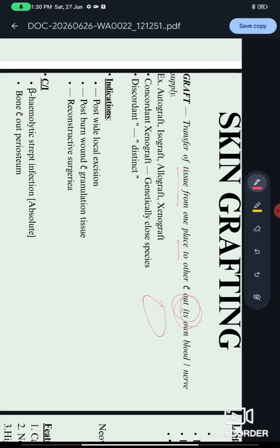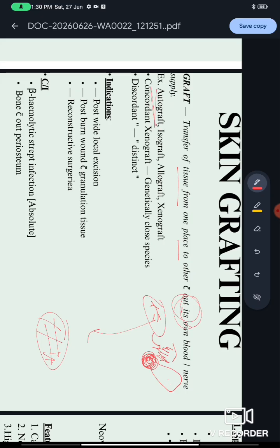यहाँ से काटा, यहाँ जाके चिपका दिया. This is graft. Okay. And what is flap? In a flap, you remove it from here with its own blood supply and you slide it into the adjacent area. यहाँ से तुमने निकाला और यहाँ पे तुमने चिपका दिया. It is attached to the parent tissue by the pedicle. So this is flap and this is graft. Graft may be of different types.